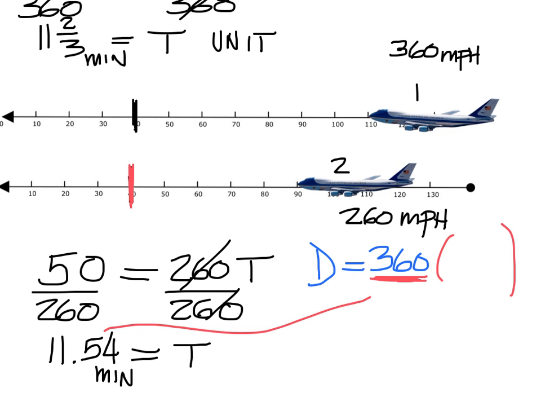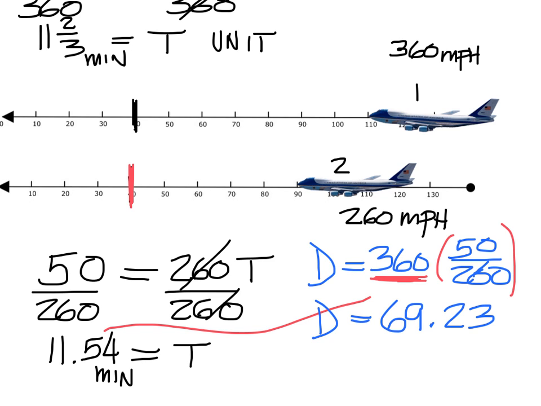50 over 260. So if we put in 50 over 260 here, we can figure out where plane 1 would be at. 50 divided by 260. And what would I multiply that by? 360. That would be 69.23. What is 69.23? What units is that?